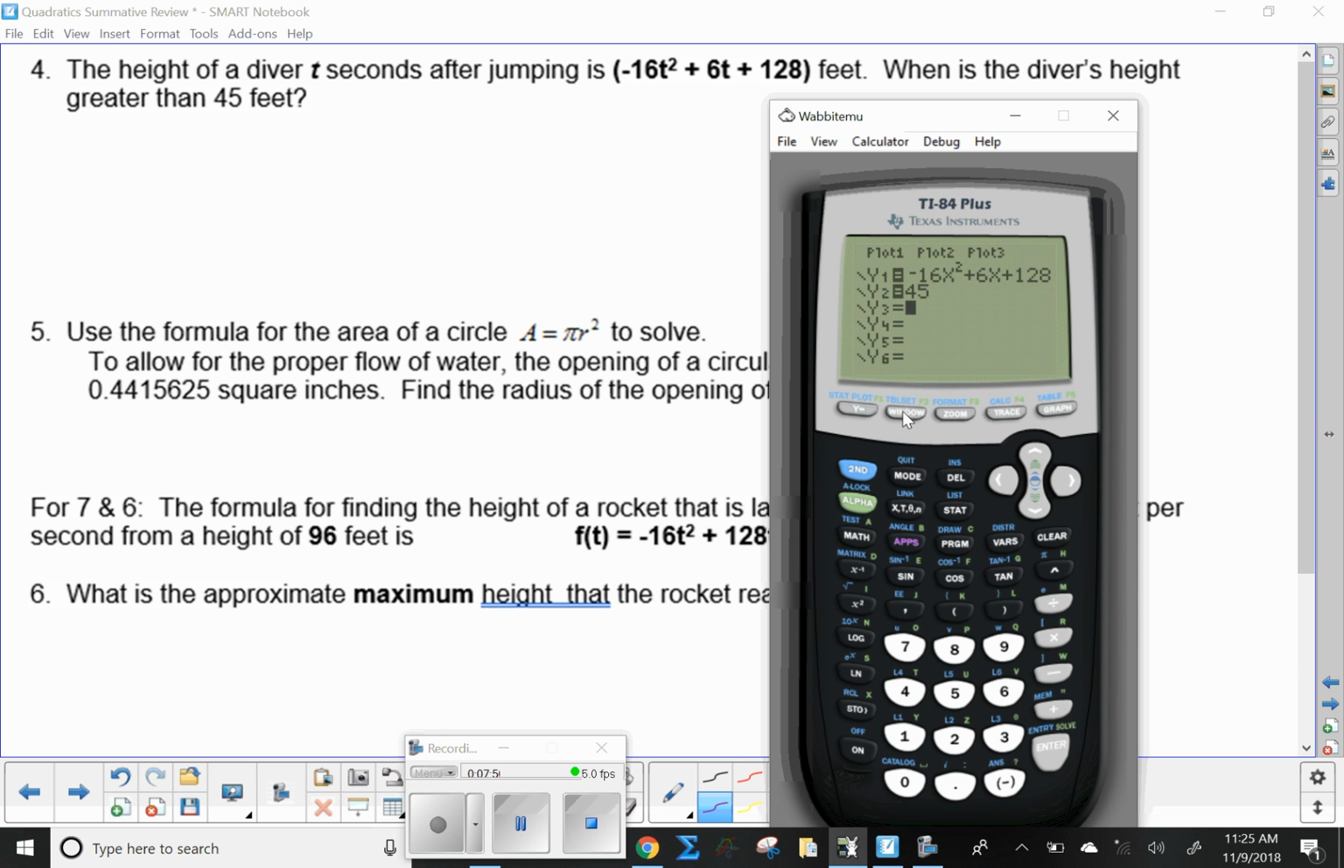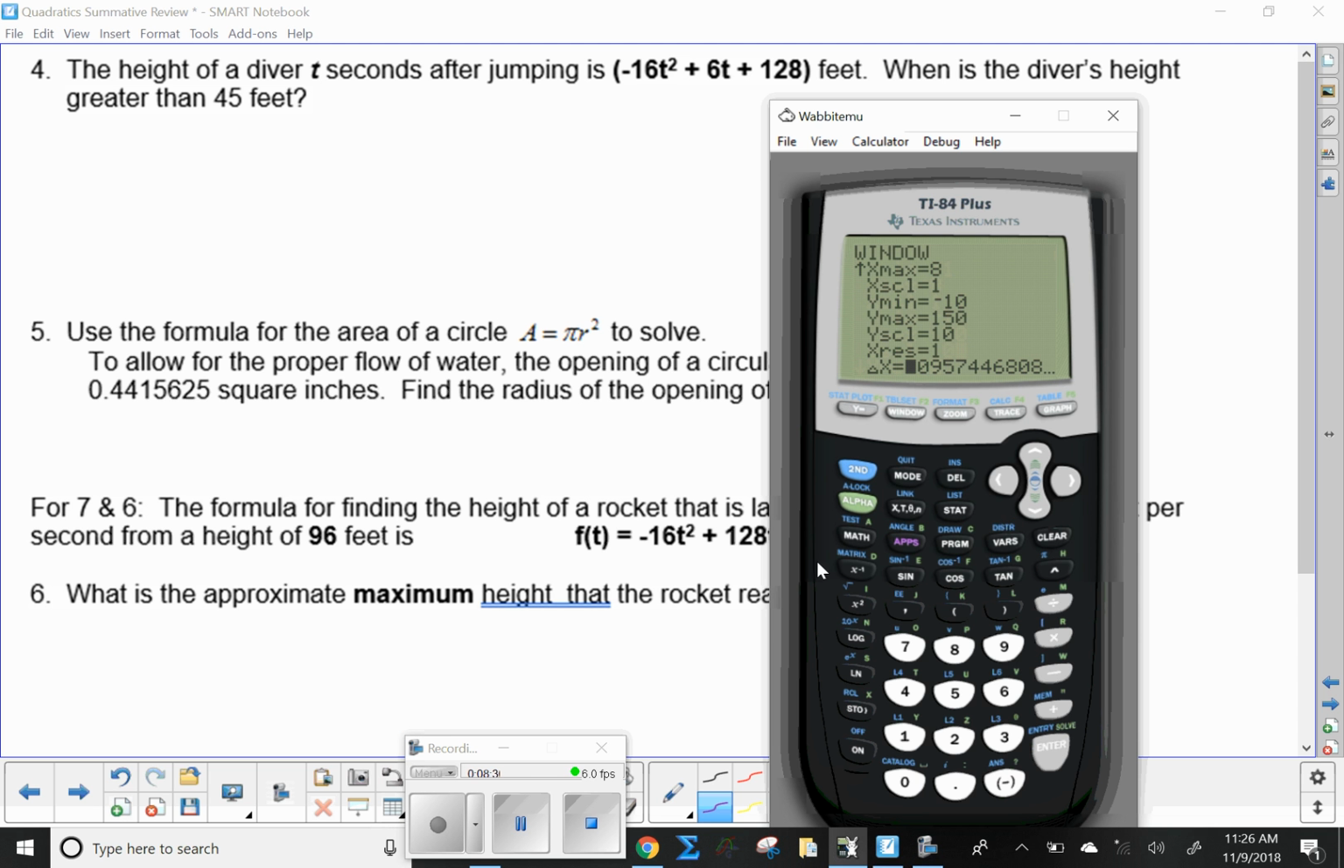Now I'm going to graph, but I need to look at my window. I'm not jumping negative 10 seconds, so I'm just going to make this negative 1. And then I'm pretty sure the diver is going to be on the ground by the time 8 seconds is over. Scale is at 1. The minimum y value, I don't care when he's below, so I'll make it negative 10. And I'm going to go up to, well, this says 128, so I'm going to try first 150. I don't want to go by ones, that'd be too much. I'm going to make it go up by tens. And I'm going to enter.